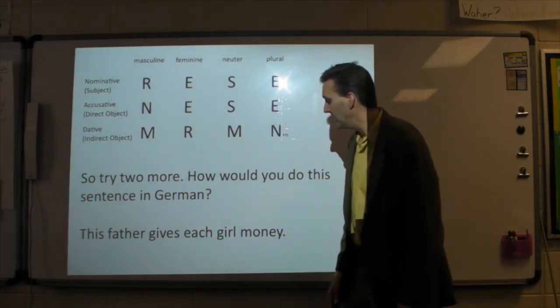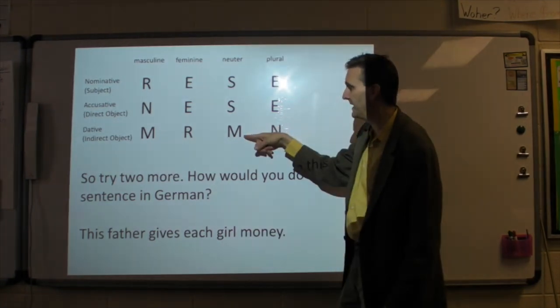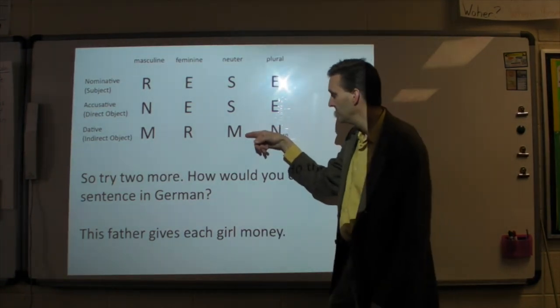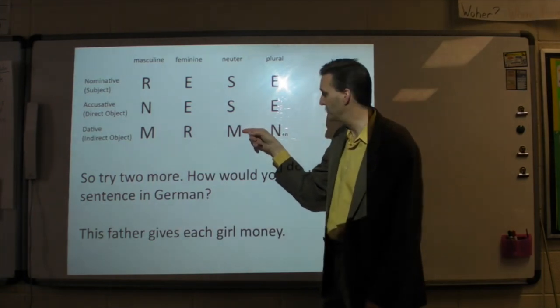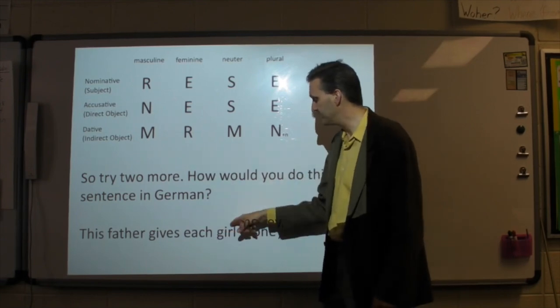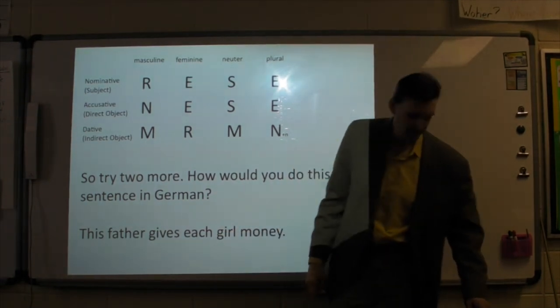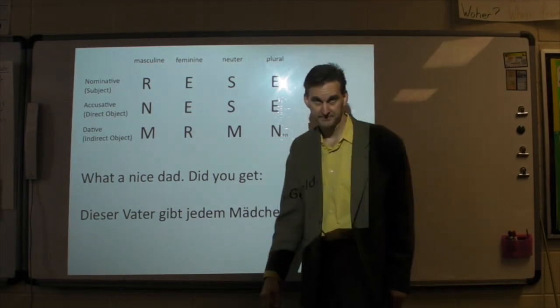Each girl. So girl we know is neuter. They're receiving the money. They're receiving the direct object. So a girl is going to be the indirect object. We're going to need this M here. So jedem Mädchen Geld. Here we go. So dieser Vater gibt jedem Mädchen Geld.